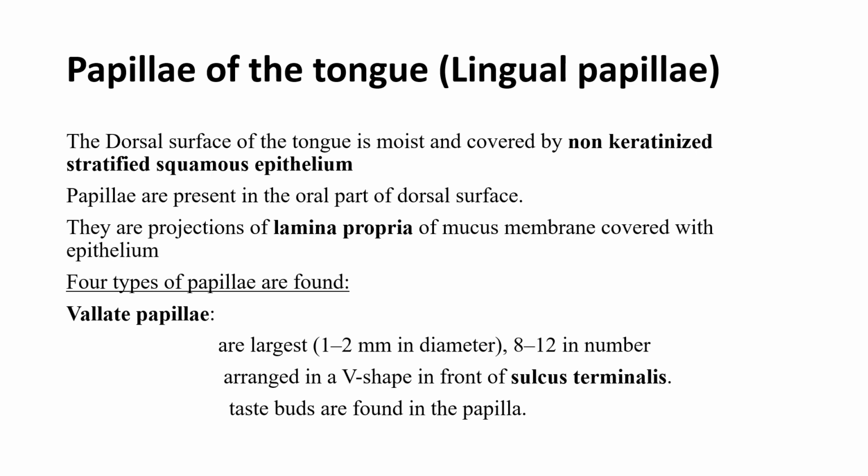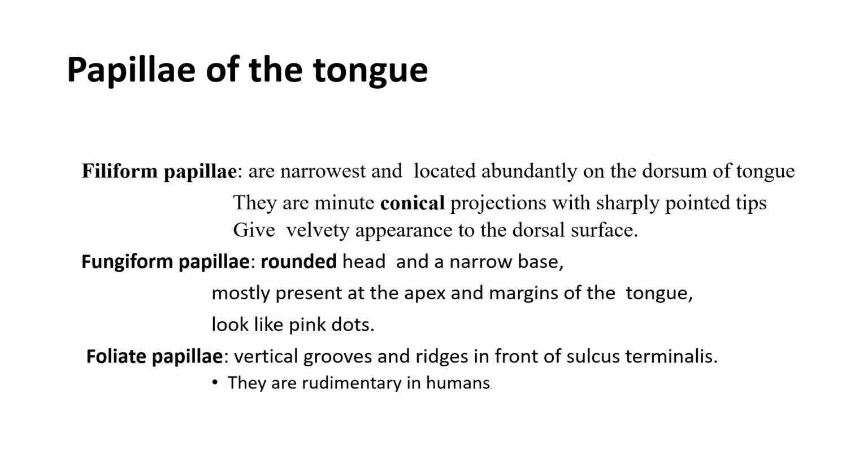As we have said, there are four types of papillae. Let's see which ones. There are vallate papillae, which are the biggest and the largest, and they are present in front of the sulcus terminalis. Then there are filiform papillae, which are present everywhere on the dorsum. They are small and conical, and they are responsible for the velvety appearance of the dorsum of the tongue.